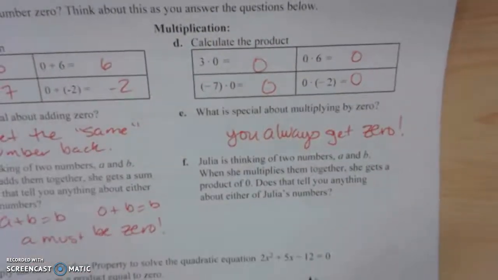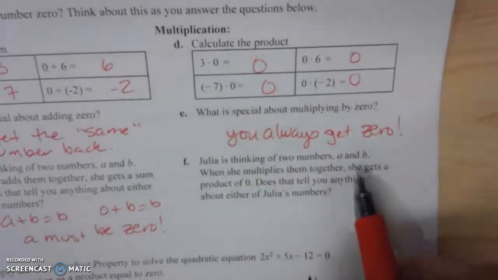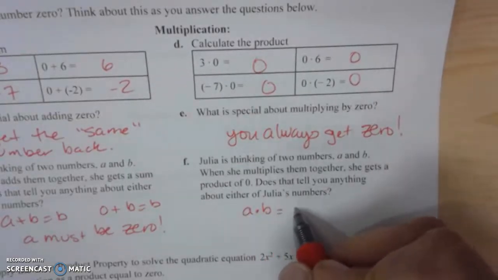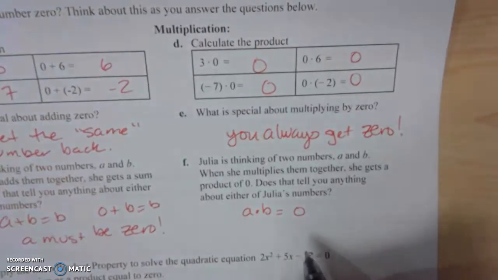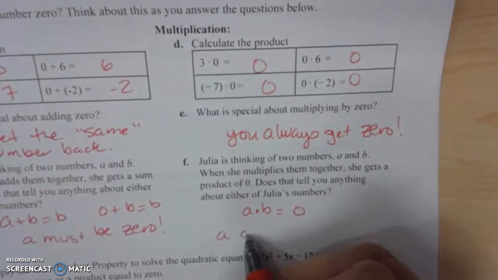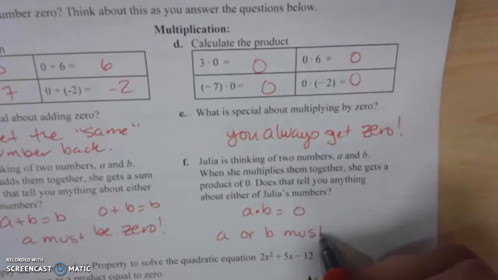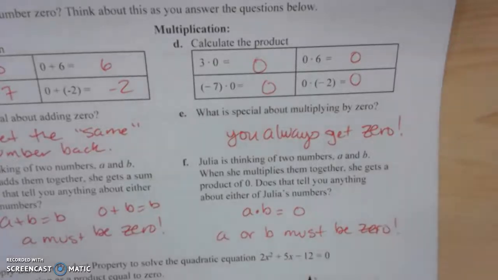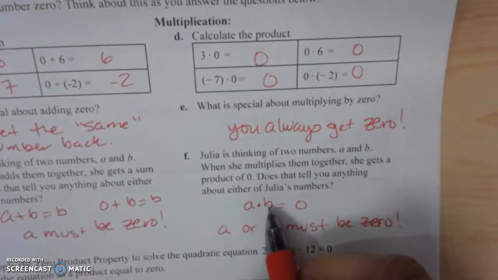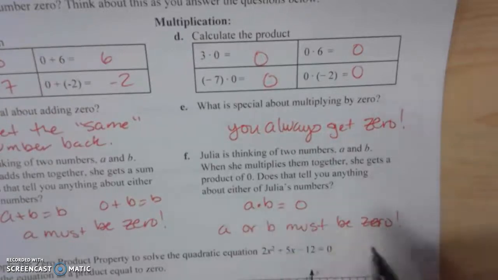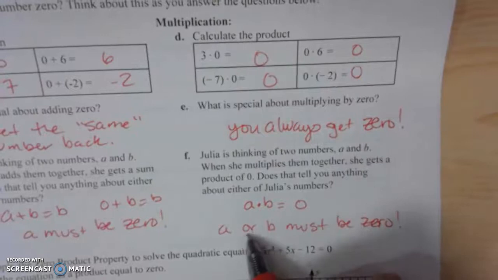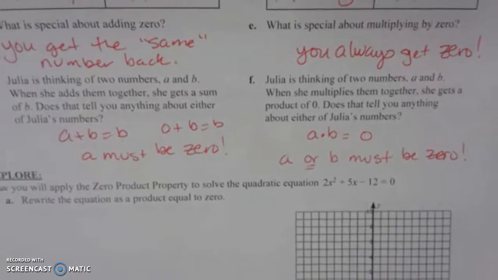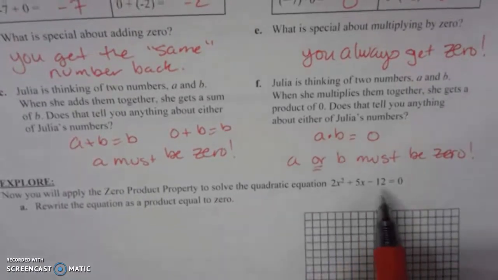What do you think is going to happen if we're thinking about two numbers and multiply them together, A times B equals 0? What does that tell me? That tells me that A or B must be 0, because I could do 0 times B, or I could do A times 0. Either one is going to give me 0. So A or B must be 0. And that's the zero product property, which applies when I'm solving this equation.